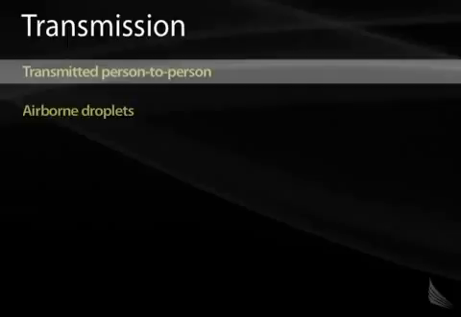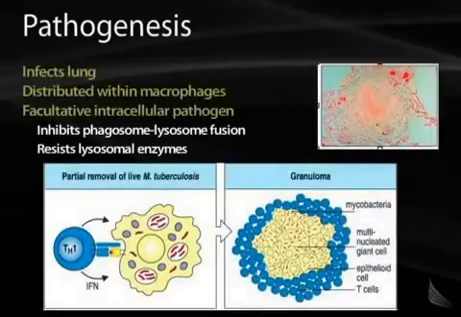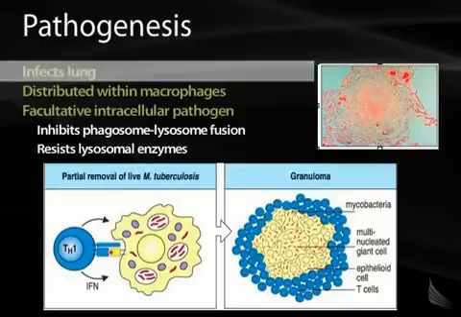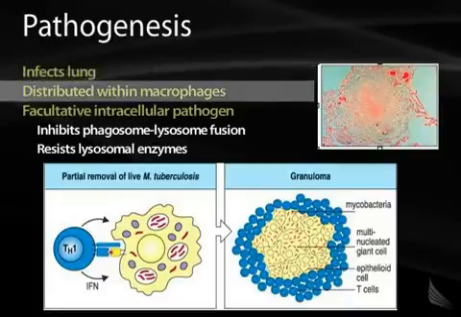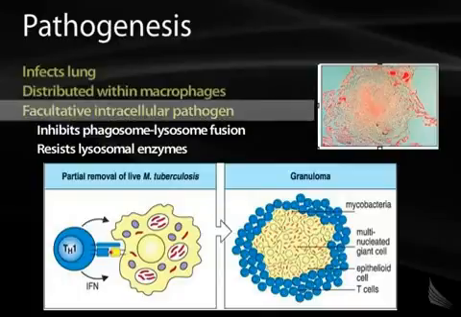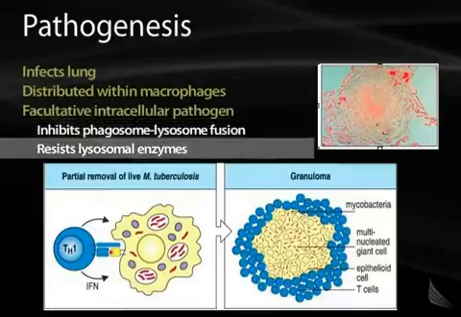Transmission depends on person-to-person spread of airborne respiratory droplets. The pathogenesis often initially takes place in the lung with primary tuberculosis. It's distributed within the macrophages. It's a facultative intracellular pathogen. So as it gets eaten up by the macrophage, it inhibits the phagosome-lysosome fusion, and it resists lysosomal enzymes.